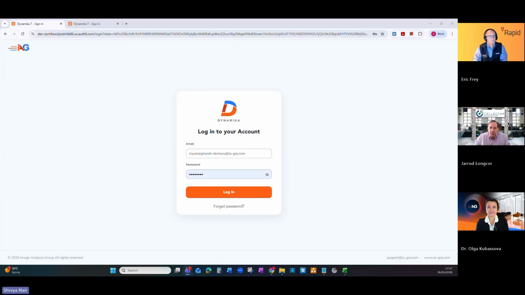So you're seeing the login page for Dynamica, and as Olga mentioned, it's a cloud-based platform. As long as you are invited on the platform, you get credentials and you should be able to log in. Once the study is configured and activated on Dynamica, we invite the site users, and I'll start by showing how our site users upload data into the platform.